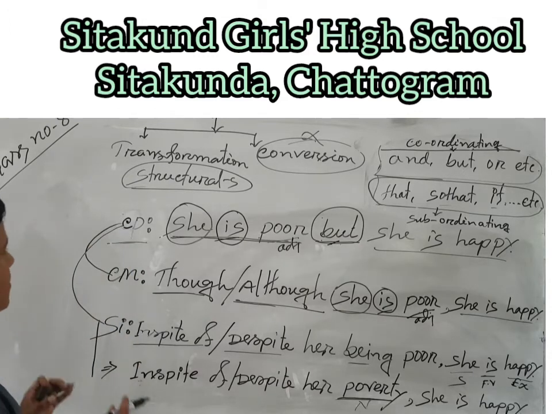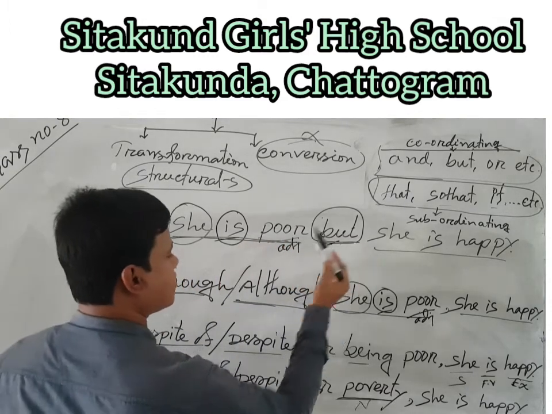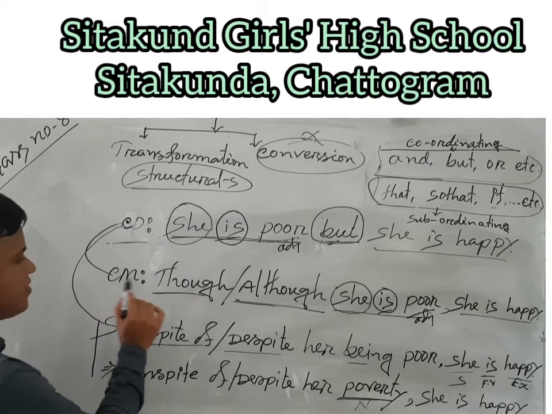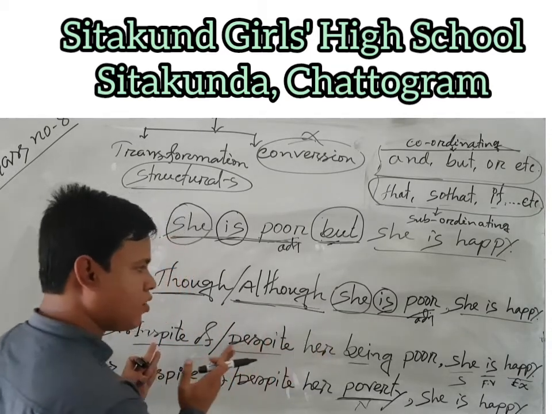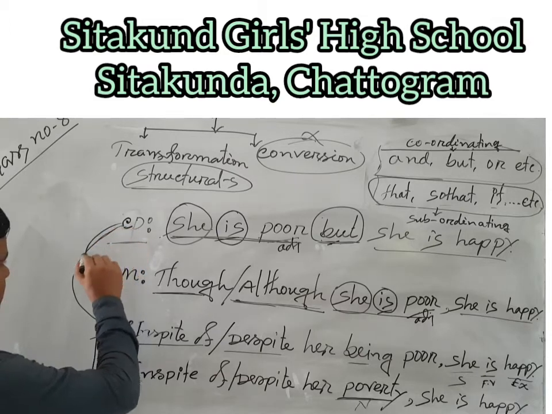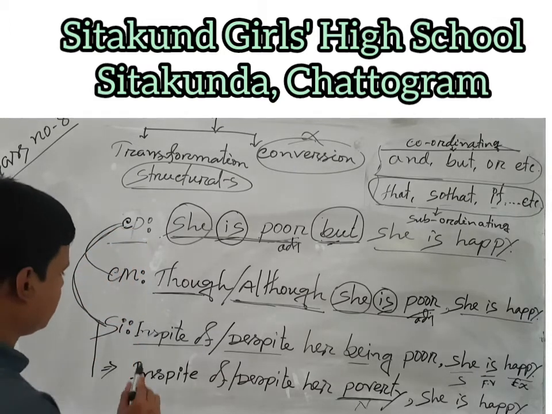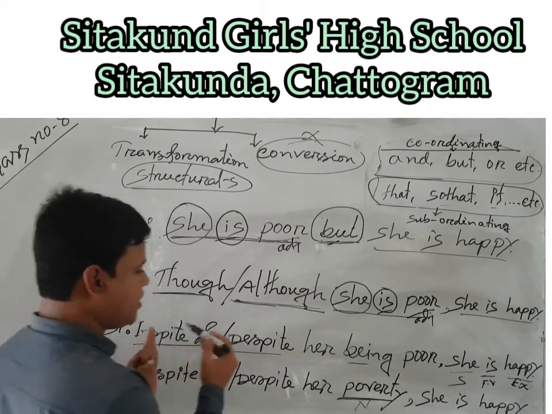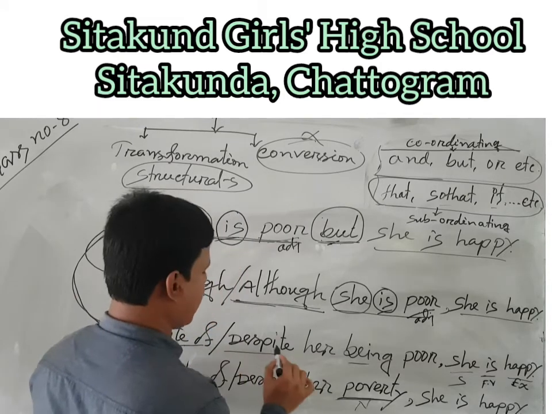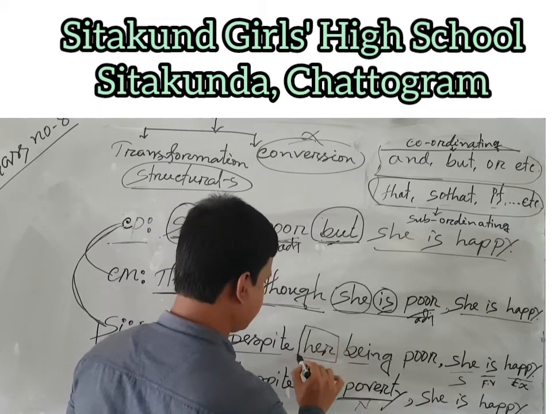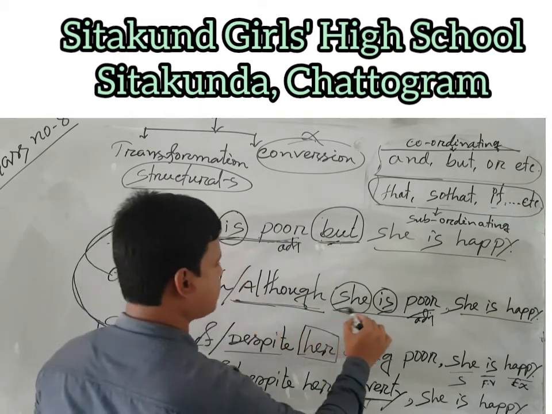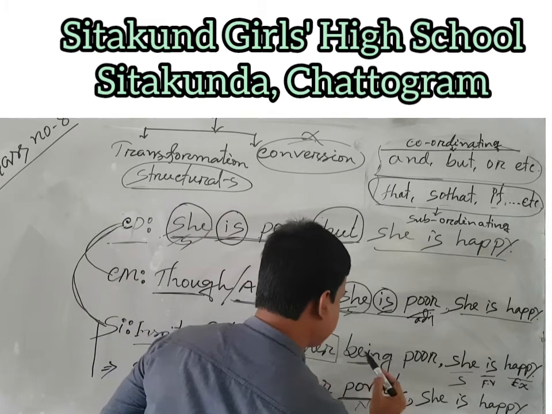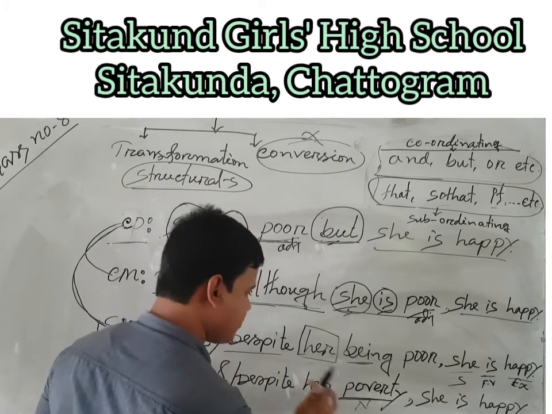Dear students, from the compound sentence, we can transfer to complex and to simple. That means the compound sentence containing but can be transferred to complex with though or although, and the compound sentence can be transferred to simple with in spite of or despite. And after using in spite of and despite, we have to use here the possessive case of the subjective, and then there are two ways.